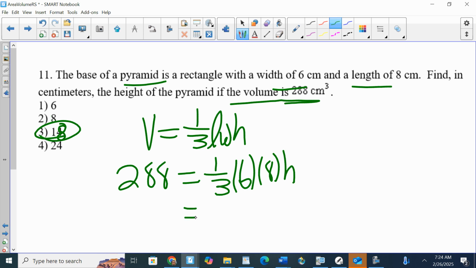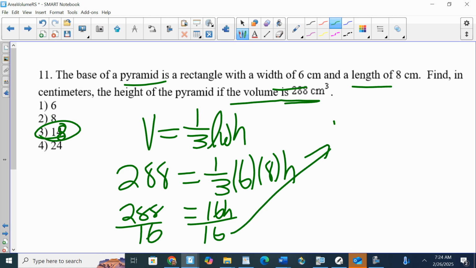If we're doing the algebra, this one's not bad. I'll do the algebra. 1/3 times 6 times 8 is 16h. Divide by 16, divide by 16, and I get 18 equals h. And yes, on this one, the algebra is not bad, but with cylinders, we have dividing by pi and everything else, and roots and all that.